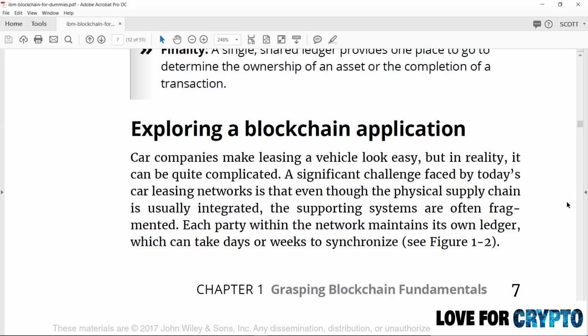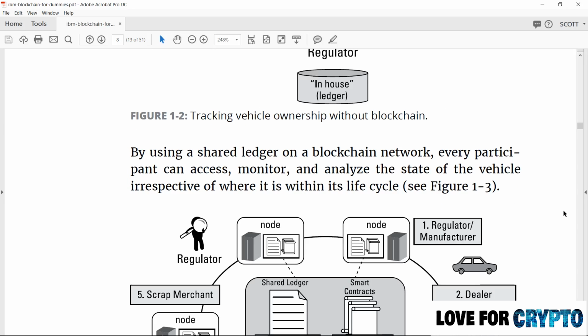Car companies make leasing a vehicle look easy, but in reality it can be quite complicated. A significant challenge faced by today's car leasing networks is that even though the physical supply chain is usually integrated, the supporting systems are often fragmented. Each party within the network maintains its own ledger, which then leads to it taking days or weeks to synchronize, sometimes even months in some cases, especially in the trade industry. By using a shared ledger on a blockchain network, every participant can access, monitor, and analyze the state of the vehicle, irrespective of where it is within its life cycle.